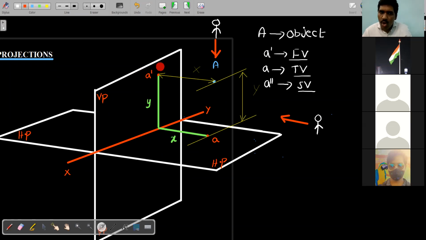Front view is drawn on which plane? Vertical plane. Top view is drawn on which plane? Horizontal plane. Okay, so all of you, everybody just say once yes. Did you understand or not? Everybody. Yes, sir. Okay, so in the front view, one second.